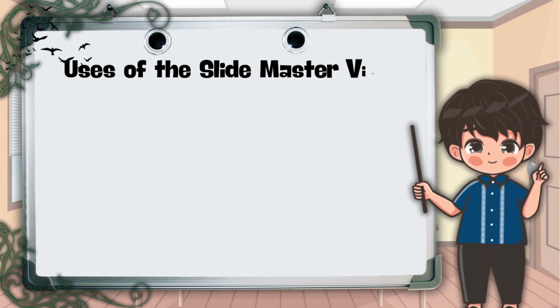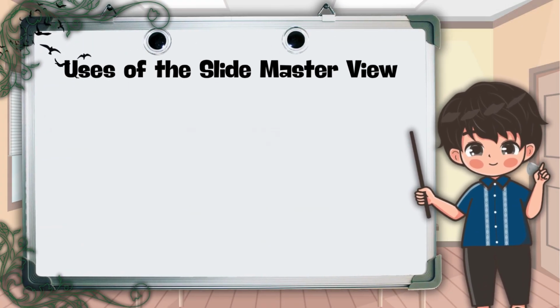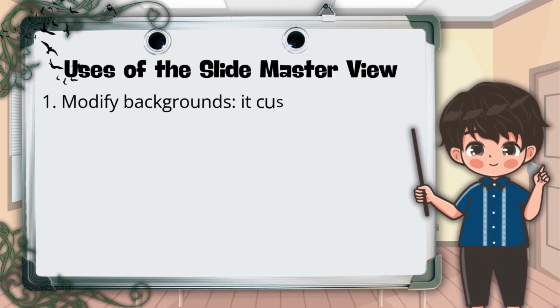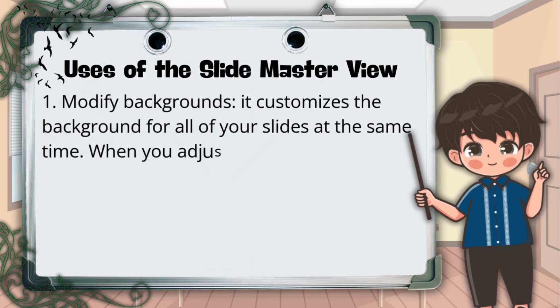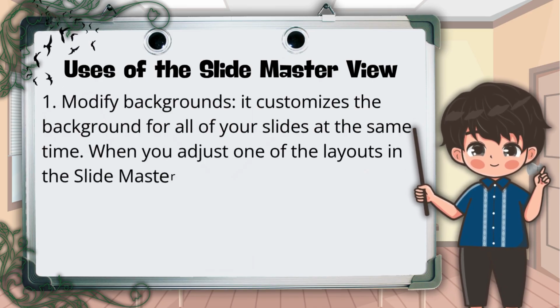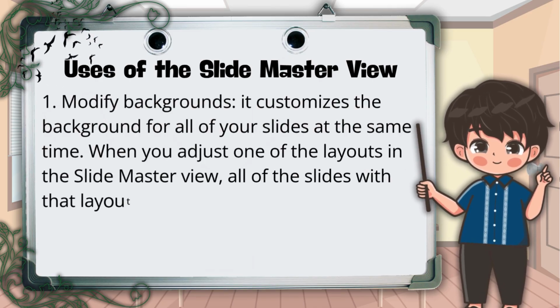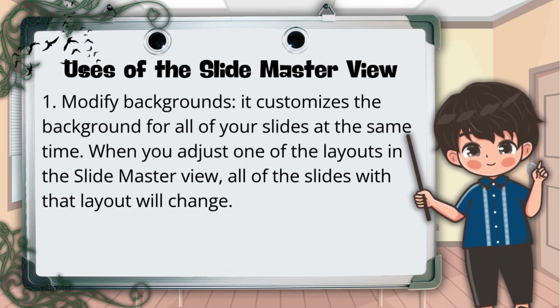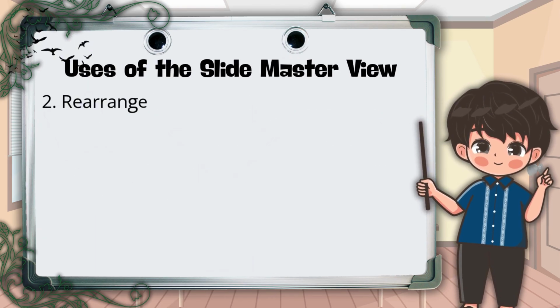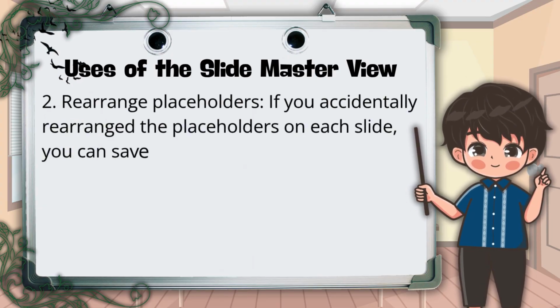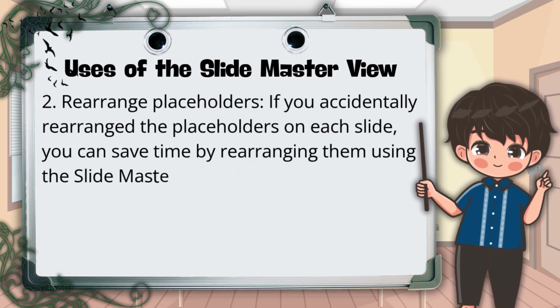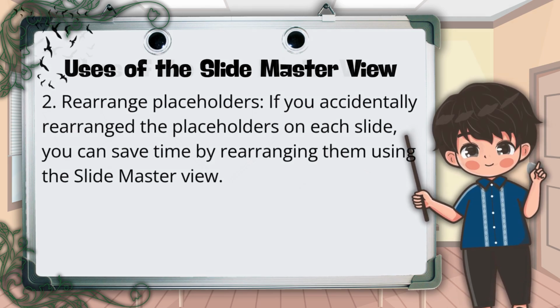Here are some of the most common uses of the Slide Master View. 1. Modify backgrounds. It customizes the background for all of your slides at the same time. When you adjust one of the layouts in the Slide Master View, all of the slides with that layout will change. 2. Rearrange placeholders. If you accidentally rearranged the placeholders on each slide, you can save time by rearranging them using the Slide Master View.